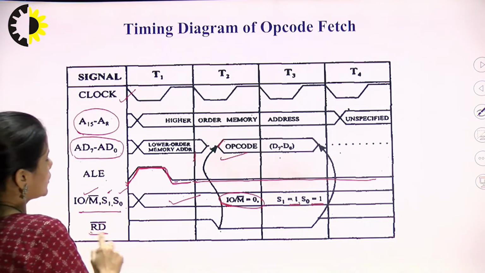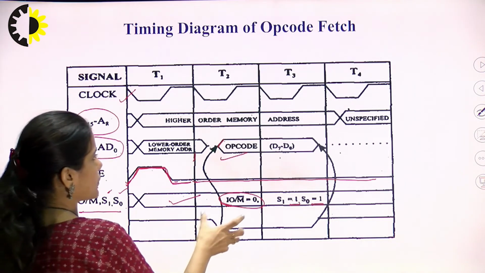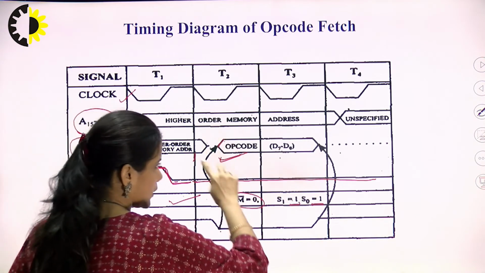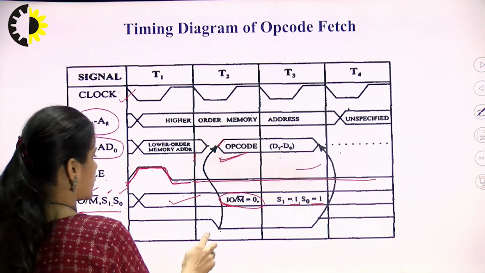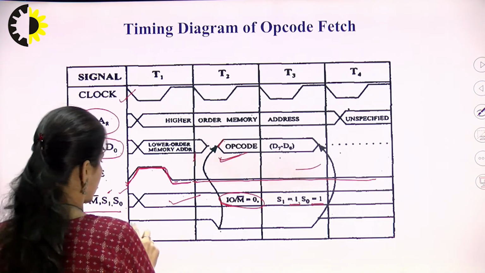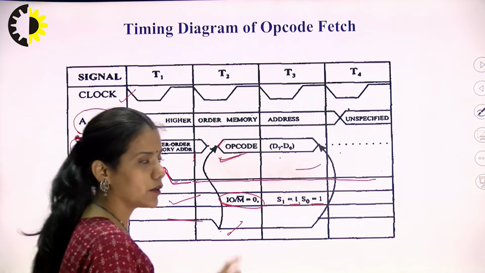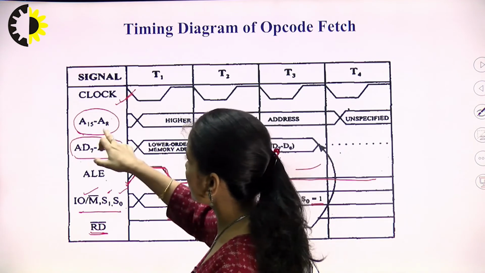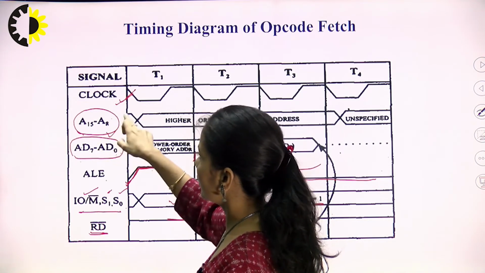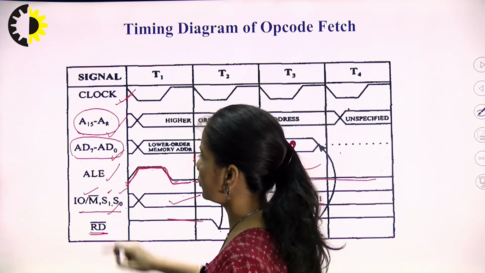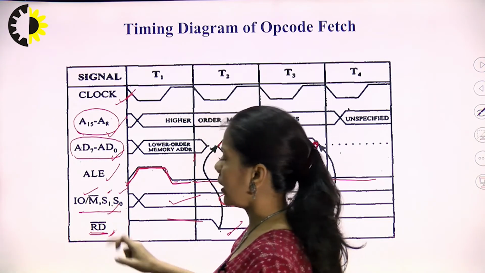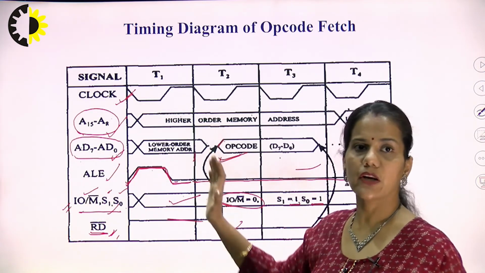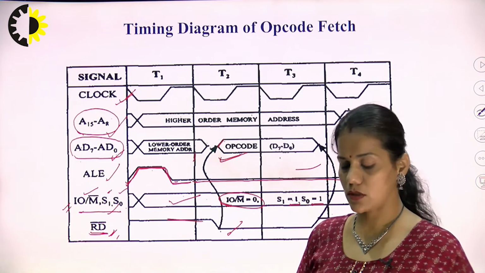Now, we talk about the read signal. Since this is a memory read operation, it is executed in the second state when the data bus carries the signal. During this state, the read signal is activated by asserting it low, because it is an active low signal. So, in this way, these signals, that is the clock cycles, the T states, address and data bus, ALE, IO/M bar, S1 and S0, and the read signal. These are the control signals, and these are the status signals. All these signals give the graphical representation of the opcode fetch machine cycle.